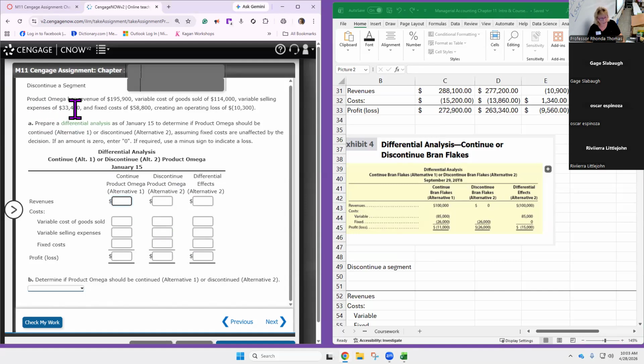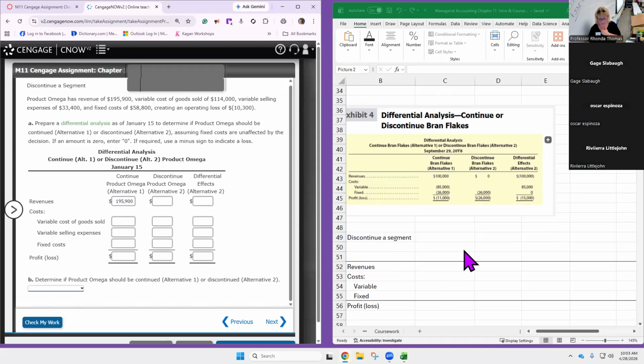So let's get started. Product Omega has revenue of 195,000. Okay, so that's going to go right here. This is Product Omega. Let's put it in. It is 195,900. I'm going to put that in here too. So I've got continue, discontinue, and differential. Okay, so continue bran flakes and discontinue bran flakes.